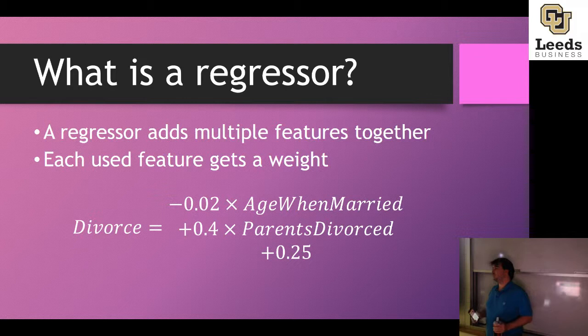Now, I suppose I apply this to an individual instead of a couple. So individual, age when married, whether their parents were divorced or not. And then I just have a plus 0.25. That's a base level for assuming zeros on the other stuff. So the prediction for a zero-year-old whose parents were not divorced is 0.25. A 20-year-old would be negative 0.4 plus, let's say their parents stayed together, so nothing, plus 0.25. Negative 0.4 plus 0.25 gives us negative 0.15.